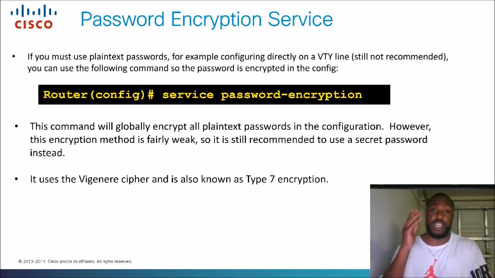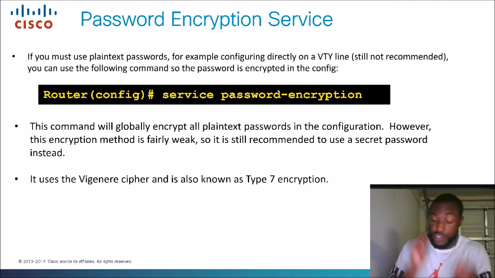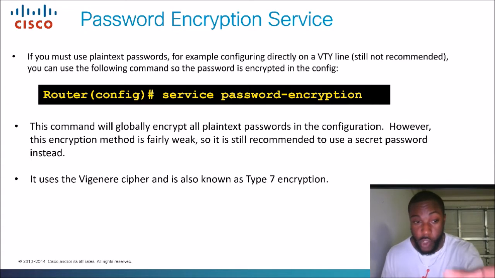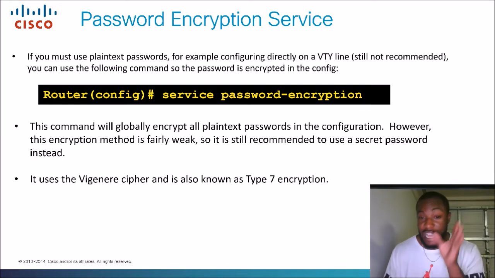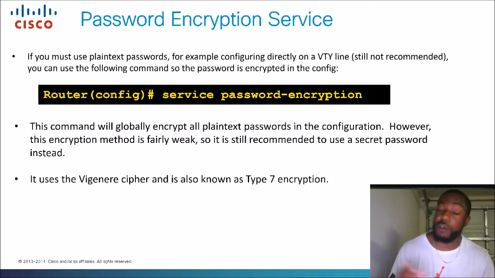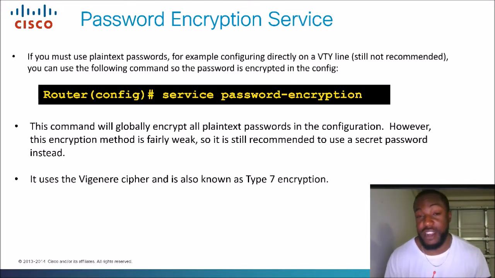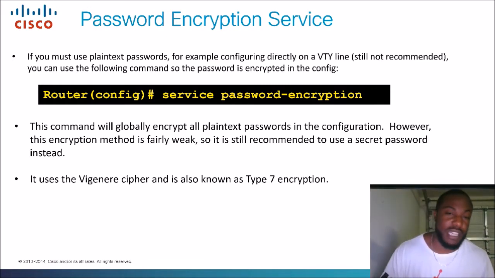The other way is using the password encryption service. Basically it takes the password and jumbles it up so that you can't read it. The problem is it uses type 7 encryption, called the Vigenère cipher, I don't know if I'm pronouncing that right. Now, this is a fairly weak password encryption method. I can show y'all how easy it is to break that password. So it's still better to use enable secret instead of just service password encryption. But if you're in a pinch or want to quickly encrypt your passwords, this is a good method.